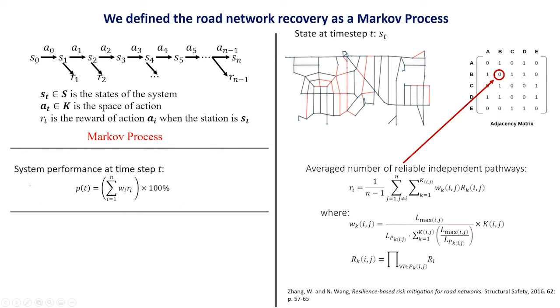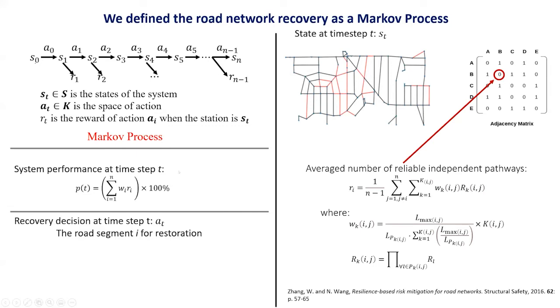Here, we are going to evaluate the current system performance of this road network. This system performance is evaluated by the summation of the average number of reliable independent pathways of each junction multiplied by its weight. This weight represents the junction's distance to its nearest emergency response station. Again, this system performance is directly adopted from the literature, and we just would like to test our optimization algorithms.